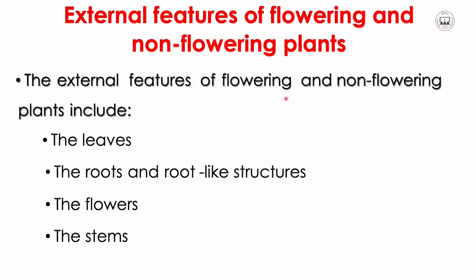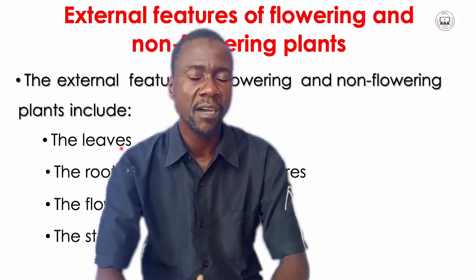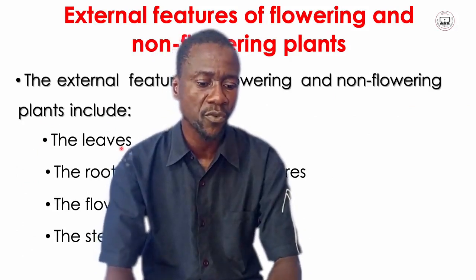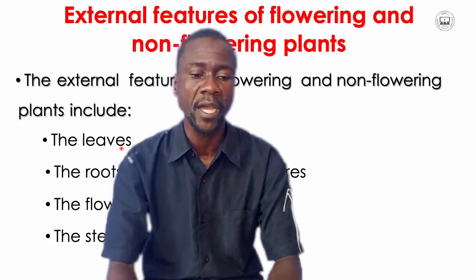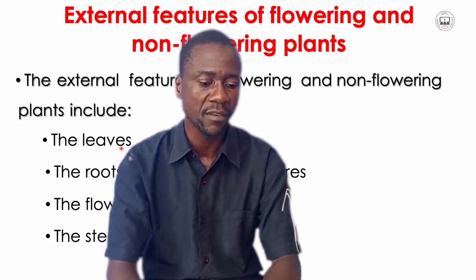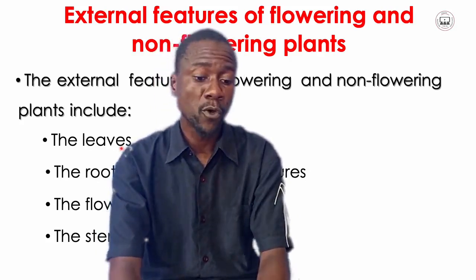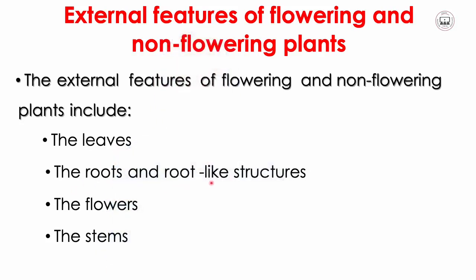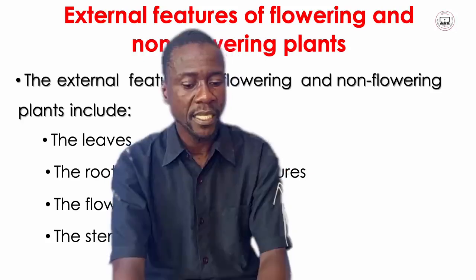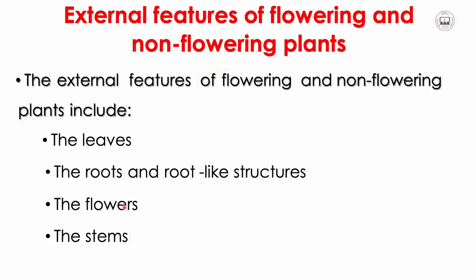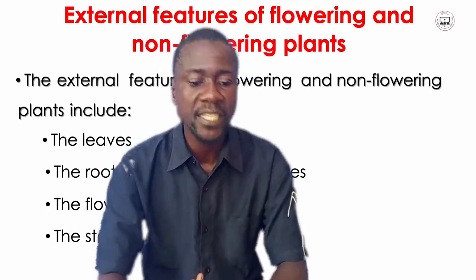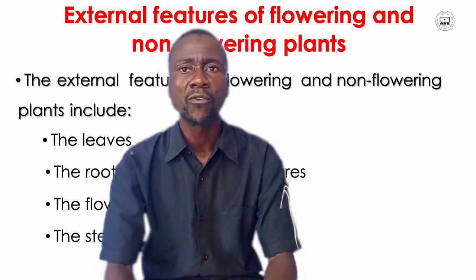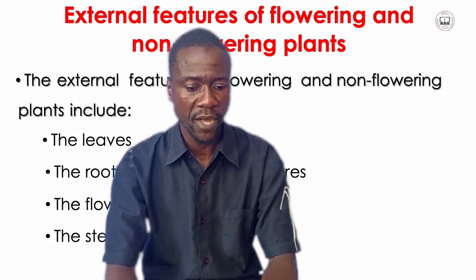So external features of flowering and non-flowering plants might include the leaves. Both might have leaves, but flowering plants have true leaves, whereas most non-flowering plants have no true leaves. Then the roots and root-like structures, which you can see in both flowering and non-flowering plants. Then the flowers, which are found only in flowering plants, and the stems. So these could be some of the external features which you could see from flowering and non-flowering plants.